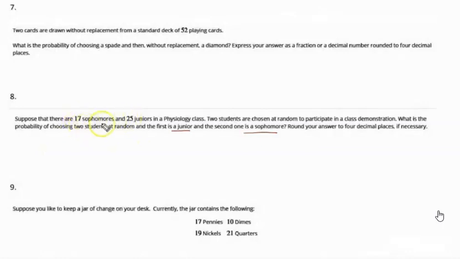Well, we have to add these 2 together. And when we do that, we get 42 students in the class. A junior would be 25 out of 42. Now, the sophomores, there's 17. But now there's 1 less individual. So this is 41. And when we do that, we get 425 over 1722.